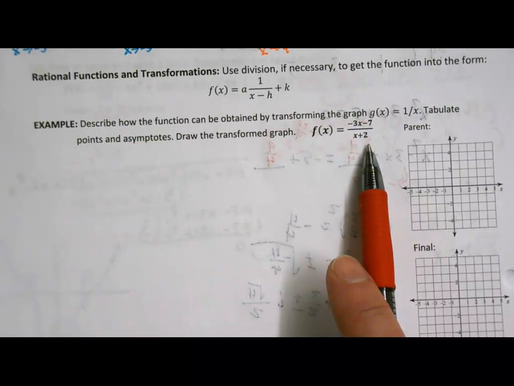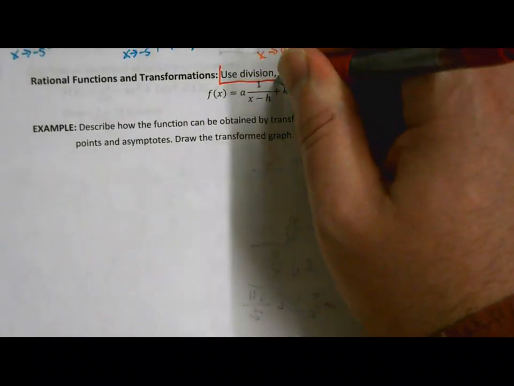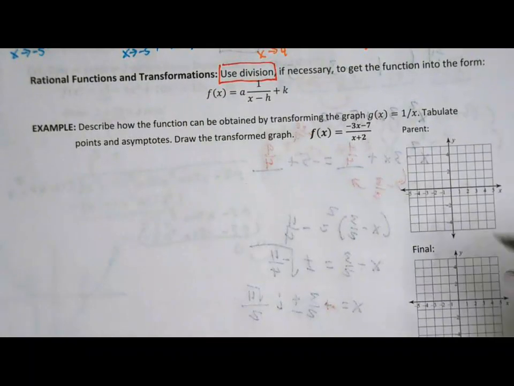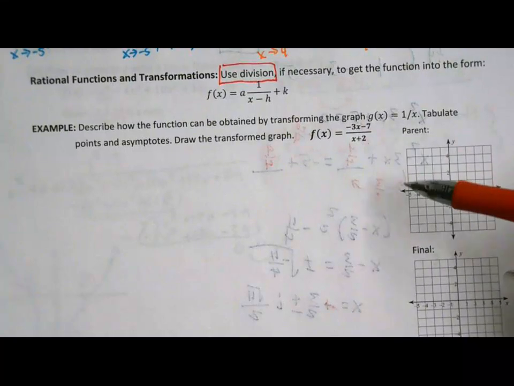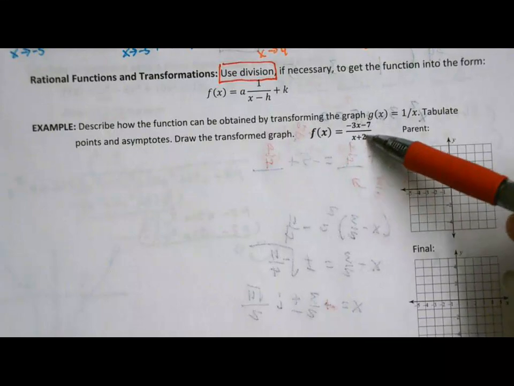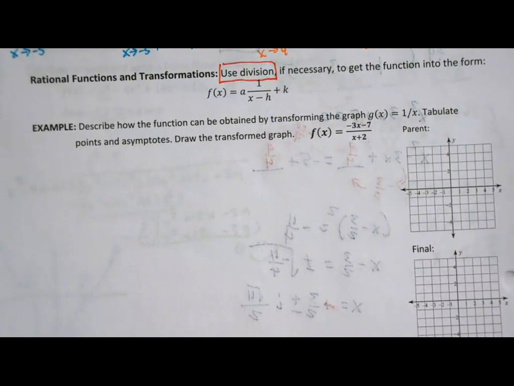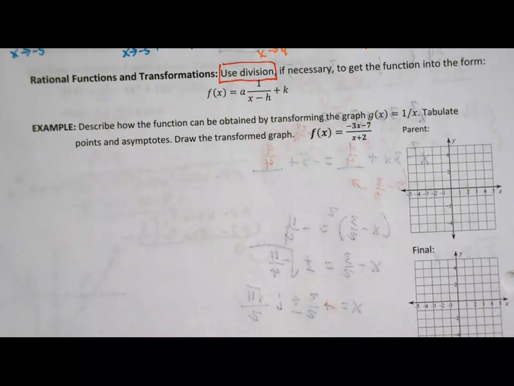We're going to divide. So the key idea here is use division to make this look like this. All right, so we're going to actually divide this. We have two options. We could do long division or we could do synthetic division. Since this is first degree on the bottom, we could use synthetic division. Do you want to go with synthetic or do you want to go long? Synthetic it is. Let's do it.